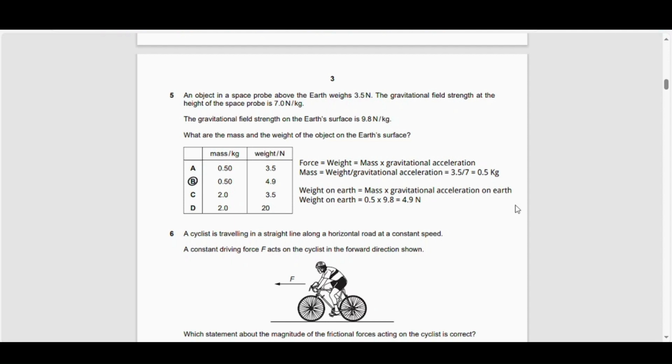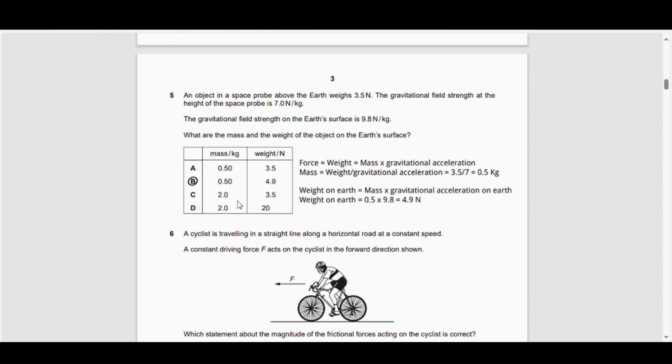So first thing that we want to know is the mass. The reason we want to know the mass of the object is because once we know the mass, we know it's not going to change, right? So to calculate the mass, we know that weight at a given point is equal to the mass of the object multiplied by the gravitational acceleration or the gravitational field strength at that particular point. So we do know the weight and the gravitational acceleration in the space probe. So if we say force, which is equal to the weight, is equal to mass multiplied by gravitational acceleration, if we rearrange for the mass, you'd find that you get a mass of 0.5 kilograms.